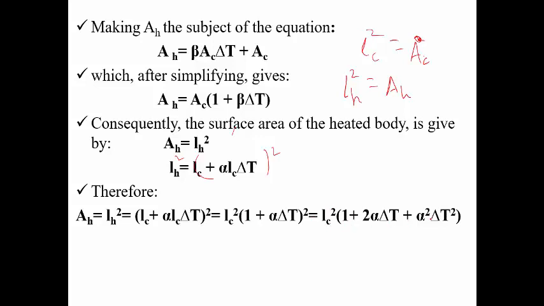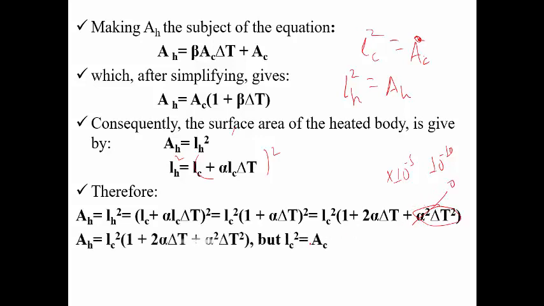As we saw before, alpha is expressed in terms of 10 to the power of -5. Therefore, when it is squared, its value decreases by a large amount. It becomes on the scale of 10 to the power of -10, which is much smaller, so we take this as approximately 0, and we are left with LC squared times 1 plus twice alpha change in T.